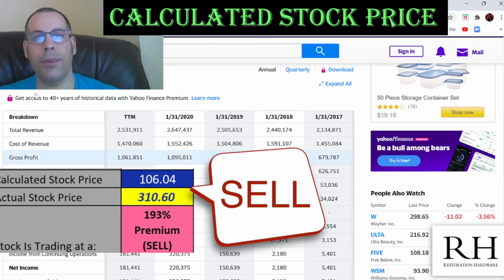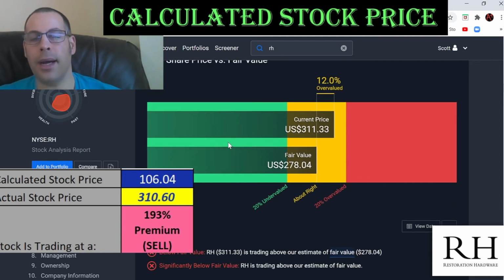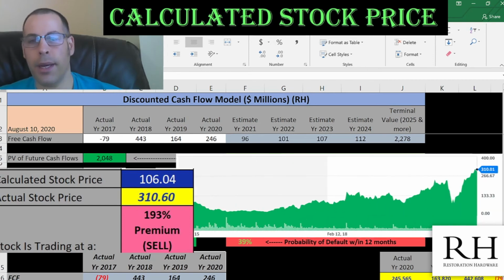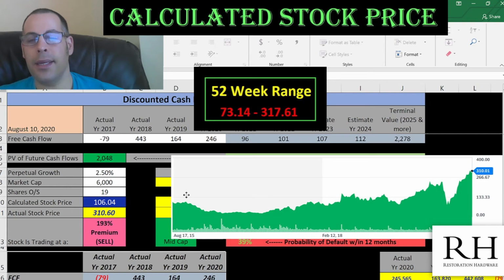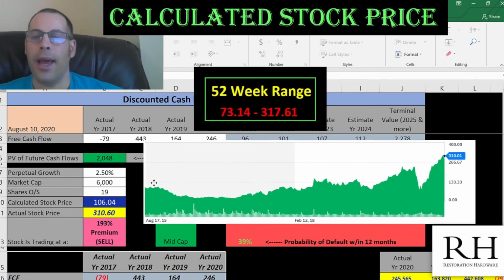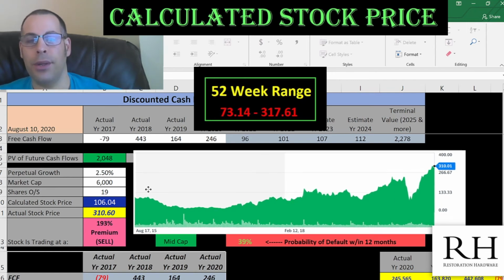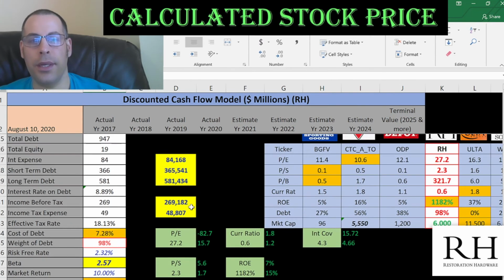Let's see what Simply Wall Street says. They're much higher, they're at 278, so they think the stock is worth what it's pretty much trading at. Let's see where it's been trading at the past few years. So it looks like the price has really been driven up during coronavirus. It's at an all-time high. So investors don't see it the way I see it. They see the value of the company going up in the future, and it's really about what investors feel. It's not about what the company's actually doing. Let's look at the financial ratios to see if we get more information.